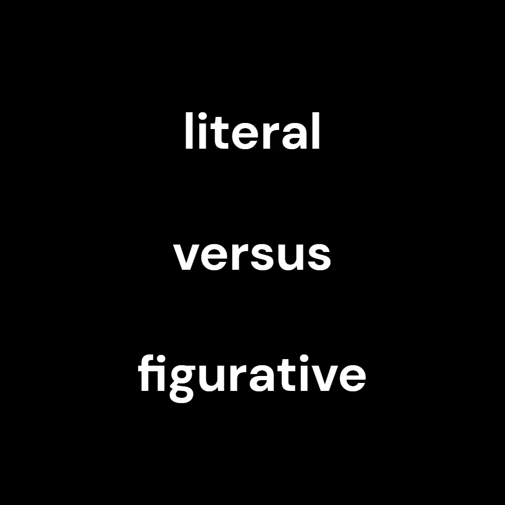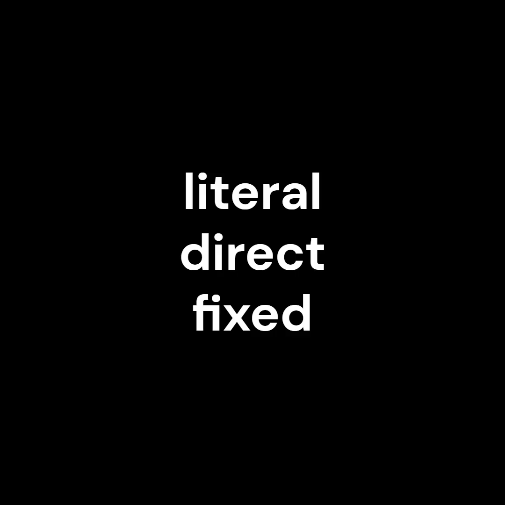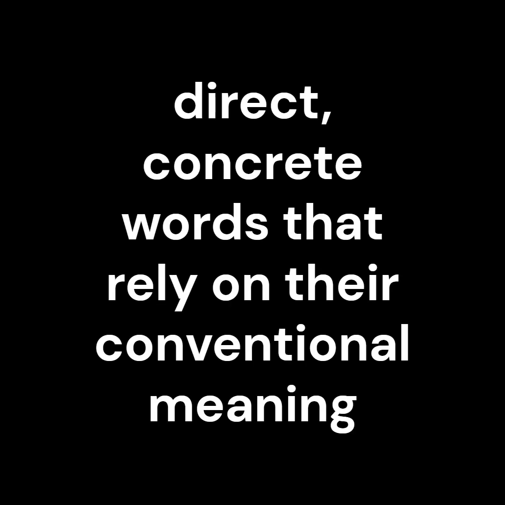So the first pair, literal versus figurative language. So literal, direct, and fixed. I'm using these as mostly synonymous. Literal language, or poetic images that are literal, are words that describe in direct, concrete choices of diction, words that rely on their conventional meanings to describe an object or situation. In other words, their denotative meaning. So cat means fuzzy critter with teeth, claws, and tail. Also a direct image or a fixed image.